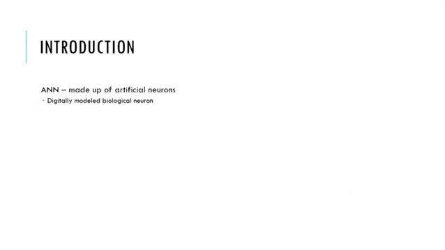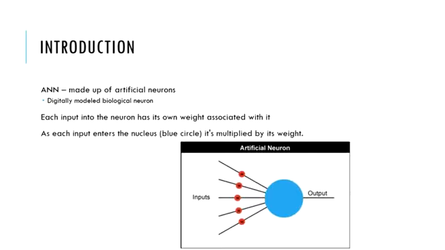So giving you a brief introduction, an artificial neural network or an ANN is made up of artificial neurons. These are digitally modeled biological neurons. So we use the exact same concept for human neuron and found the closest match to it in the digital world. Each input into the neuron has its own weight associated with it.